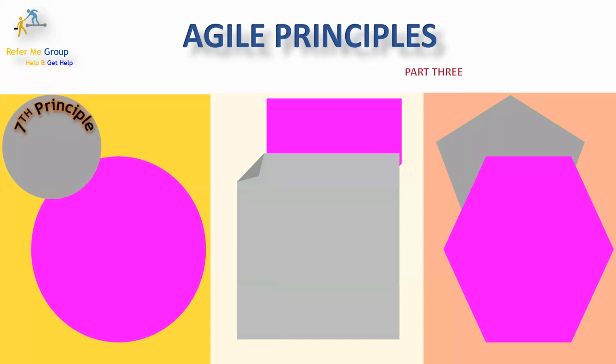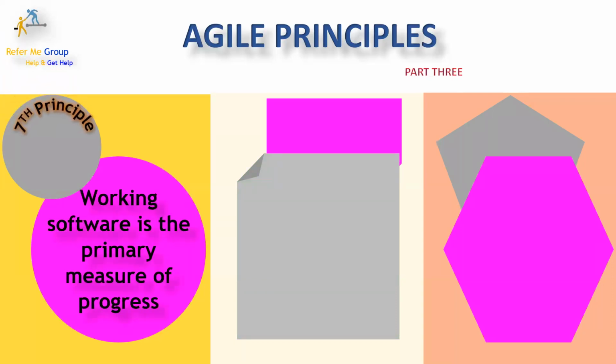Let's move on to the 7th, 8th, and 9th principle. The 7th principle is saying working software is the primary measure of progress. Progress is measured only on the basis of what you have delivered, right? That is most important. It is not about how much we are delivering, but that whatever we deliver is in working condition, right?